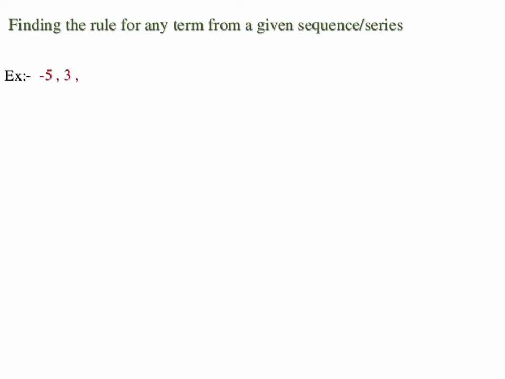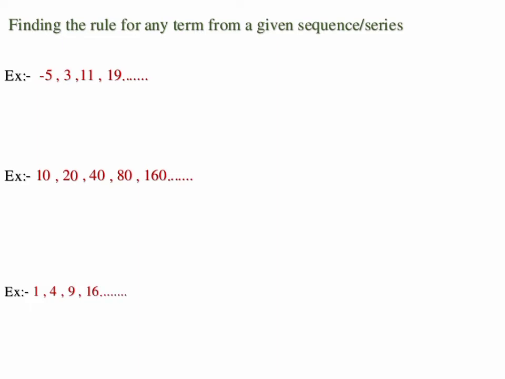Now finding the rule for any term from a given sequence. Now we have to do the reverse, meaning we are given the sequence or series and then we have to find the rule for any term. So here let us see the examples: minus 5, 3, 11, 19; another example, 10, 20, 40, 80, 160; and another example, 1, 4, 9, 16.